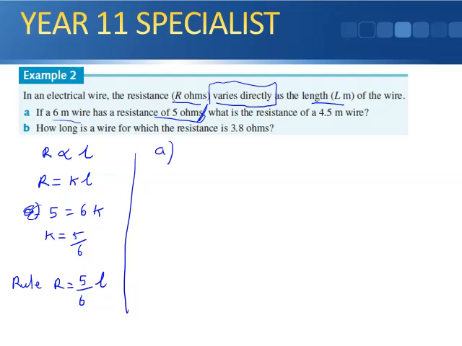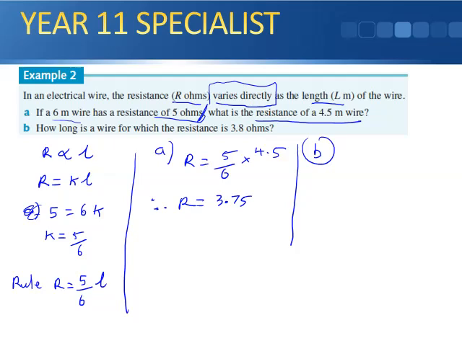So the rest of part A says what is the resistance of a 4.5 meter wire. So the resistance will be 5/6 times 4.5. And therefore, for 4.5, I get a resistance of 3.75. And you can write it in words.